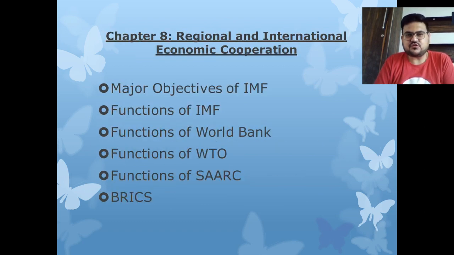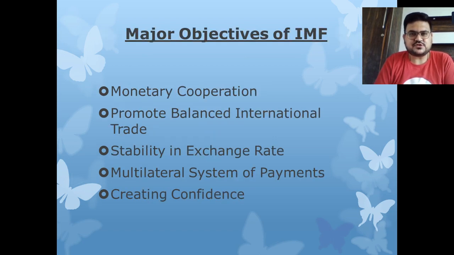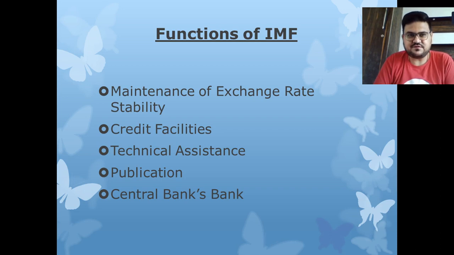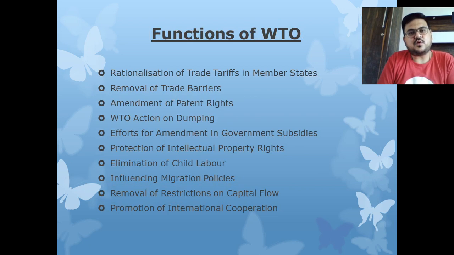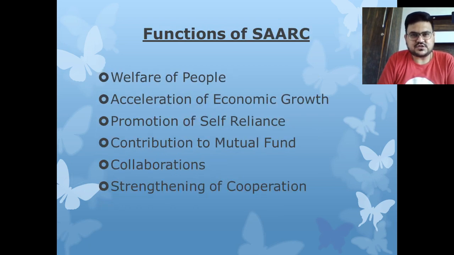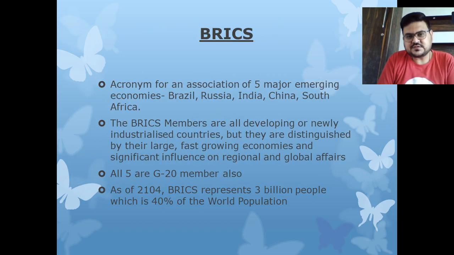I'll just quickly run through what we have seen in regional and international economic cooperation. We learned what is IMF, that is International Monetary Fund, and what are the main objectives of IMF. We also saw the functions of IMF, how IMF functions, and then we saw the functions of World Bank, that is the bank of banks, the central bank of the world. We saw what is WTO, World Trade Organization, and what its functions are. We saw what is SARC, South Asian Association for Regional Cooperation. We also saw what is BRICS, that is Brazil, Russia, India, China, South Africa. These are the top 5 countries.